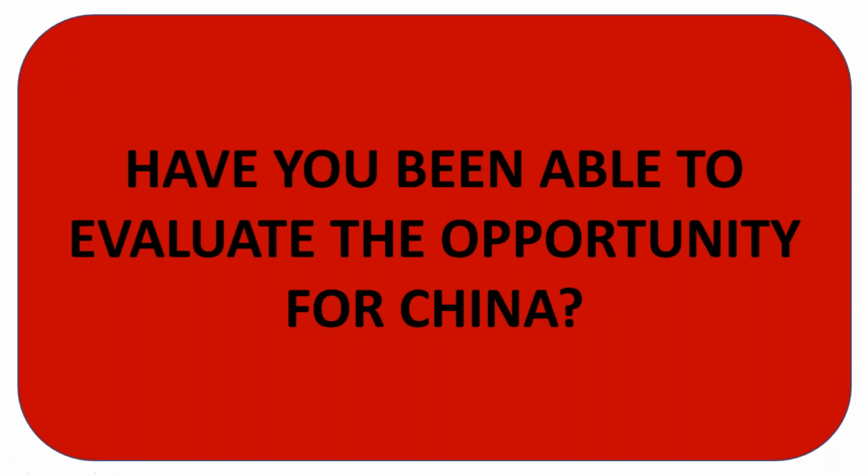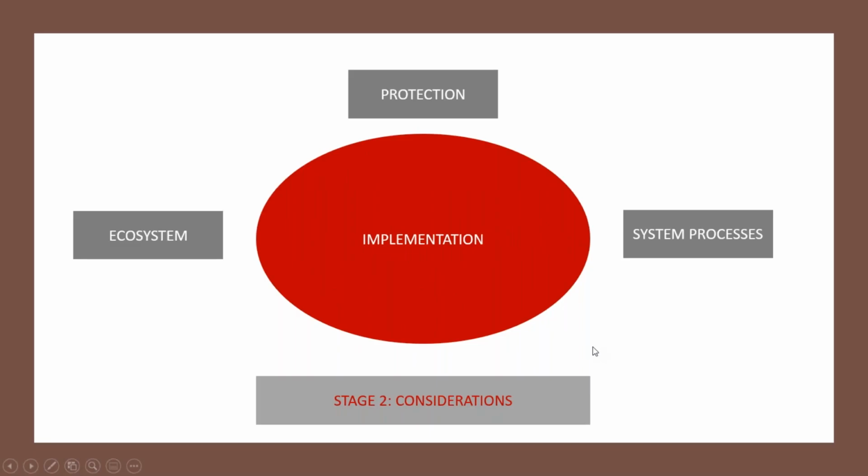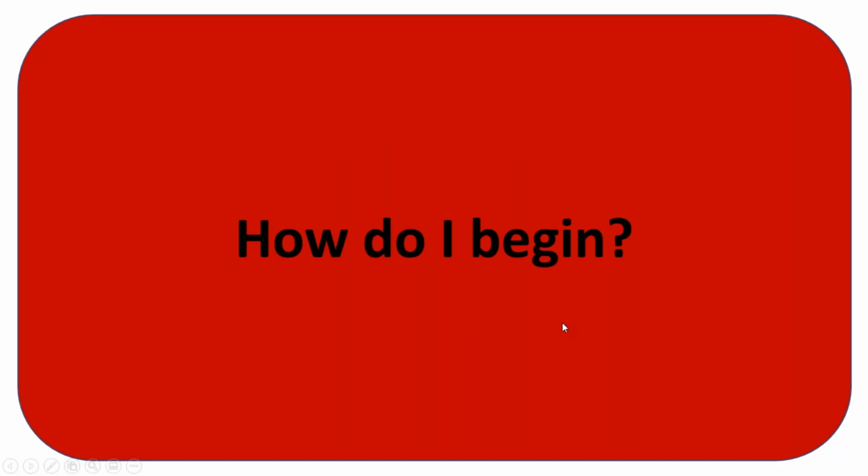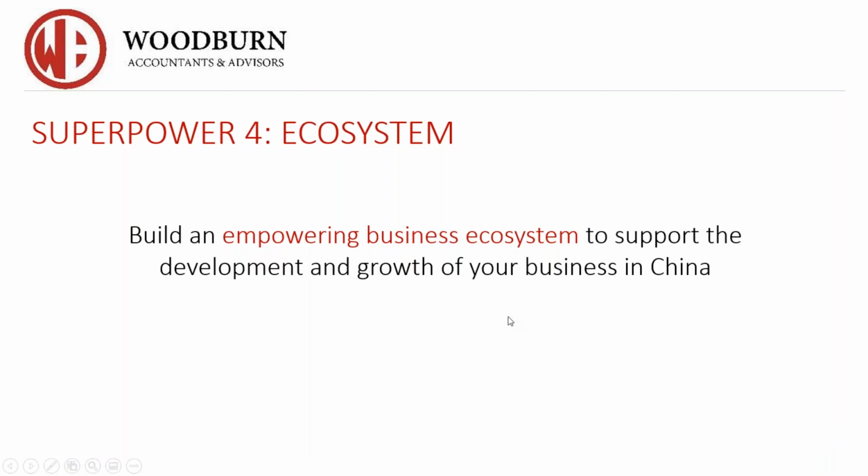So milestone number 1, have you been able to evaluate the opportunity for China? If the answer is yes, then you move on to milestone number 2, which is all about implementation. And the first step regarding implementation is how, you know, the biggest question that I get asked is, how do I begin? Where do I begin? Okay. The first step for me, and I just hope I'm making you all realize that with each of these superpowers, it's not that you achieve it and then you forget about it. These superpowers are things that you have to consistently maintain.